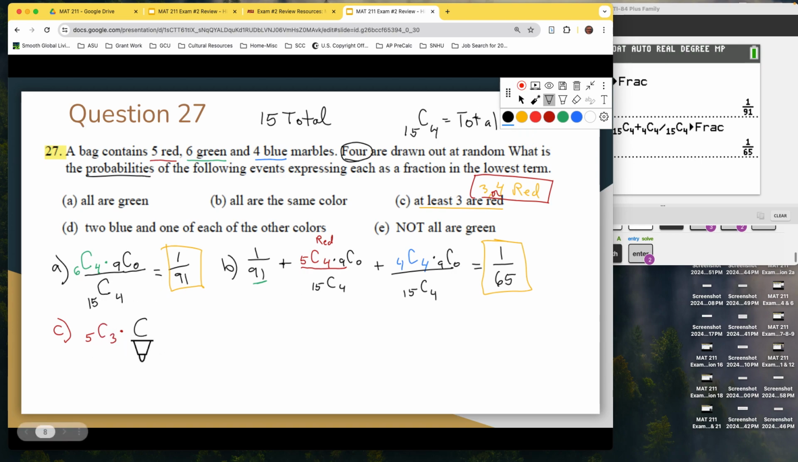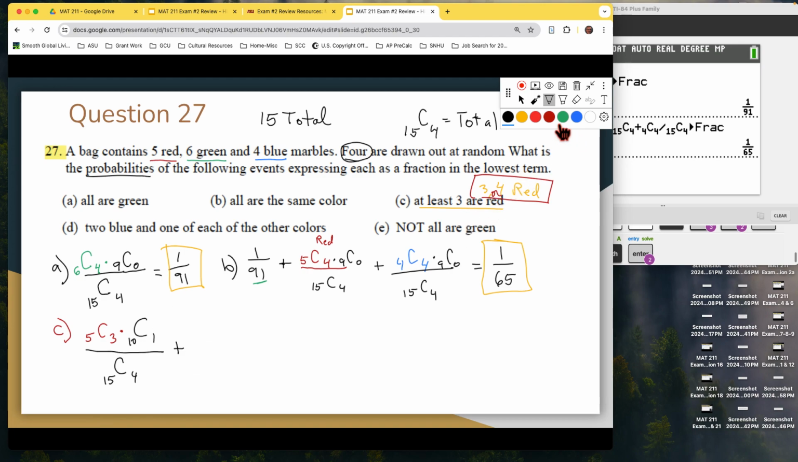So there are 10 other marbles in there that are not red. We want to choose one of them. This is actually going to be the number 10. Okay, you're going to see that. And then again, probability, we divide by 15 choose 4. We always do that because that's all the things that can happen.